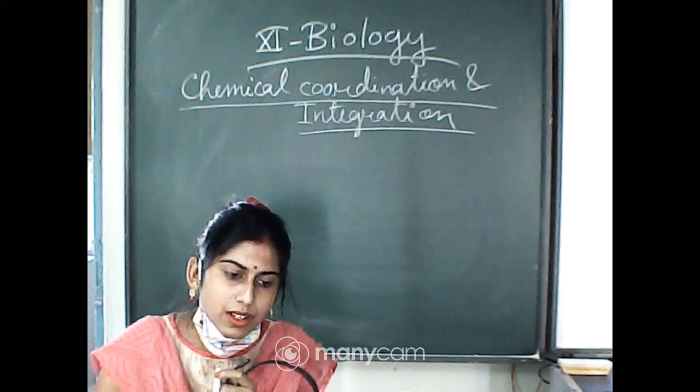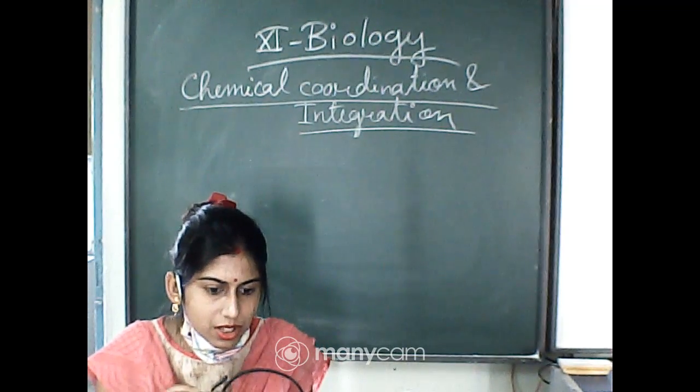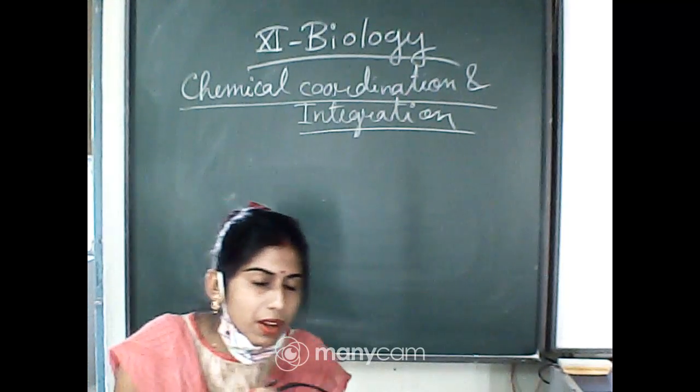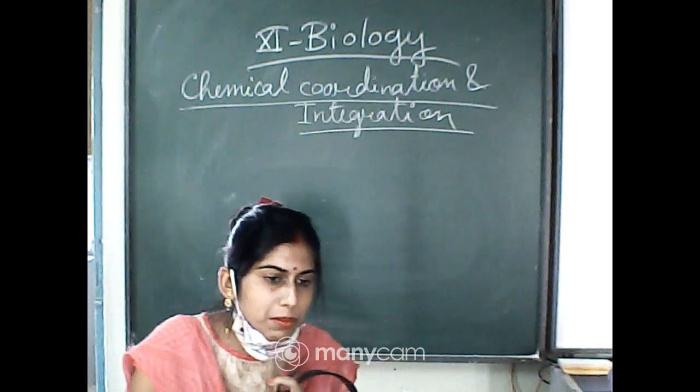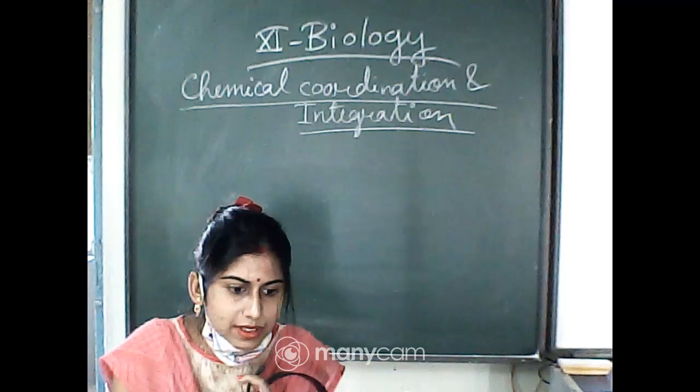So, we are continuing the chapter chemical coordination and integration, right? So, in the first class, we have seen what is the meaning of gland and what are the different types of glands that can be found.